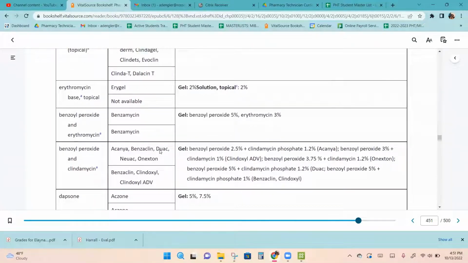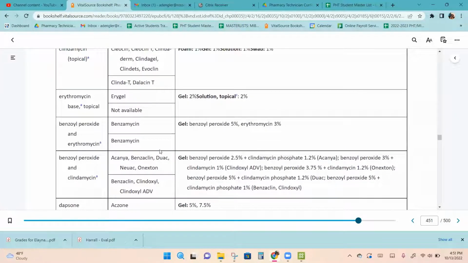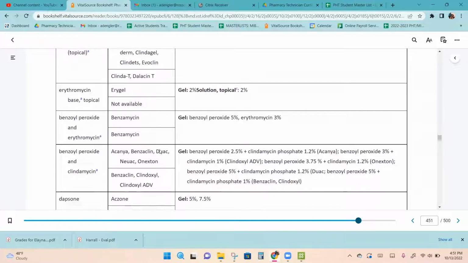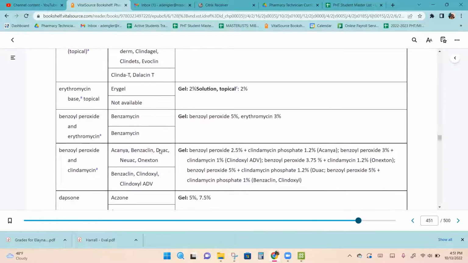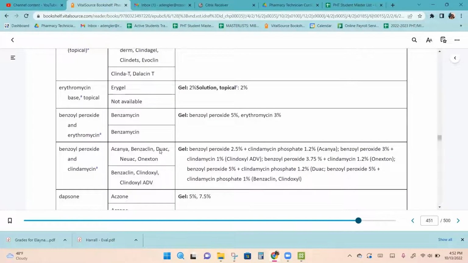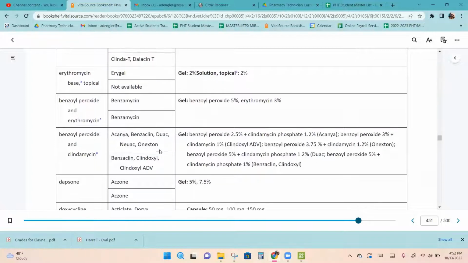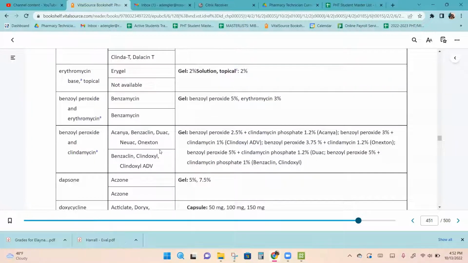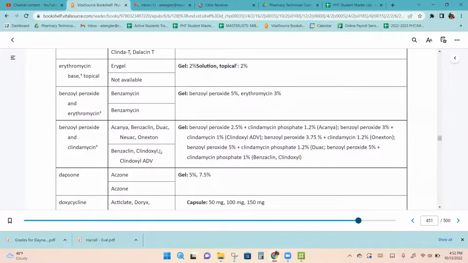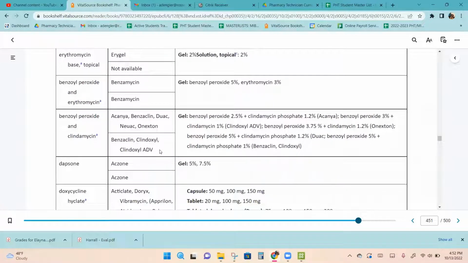Erythromycin base, it's a topical gel or solution. And then it's a topical solution in a gel that is available under the brand name Erie Gel. Benzomycin is benzoyl peroxide and erythromycin together. Acania, Benzaclin, Duac, Nuac, Onexton are all brand names for the generic of benzoyl peroxide and clindamycin. And you can see there's quite a bit of different percentages and combination strengths.